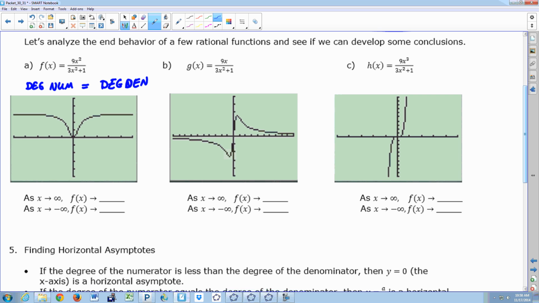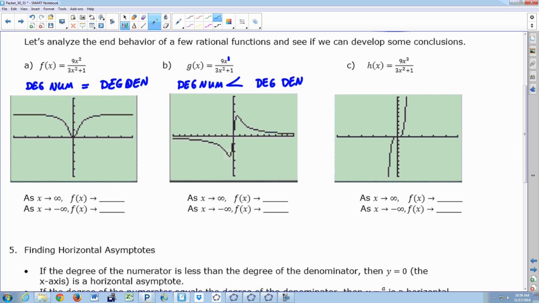What about the second one, Chris? Can you tell me about what's happening between the degree of the numerator and denominator here? Okay, if we're just looking at the numerator, 9x, what would be the degree of that? 1. And if we just look at the denominator, what's the degree of that? 2. So how would you compare the degree of the numerator and denominator? Are they the same? They're different, right? And which one is bigger? Denominator. So the degree of the numerator is less than the degree of the denominator.